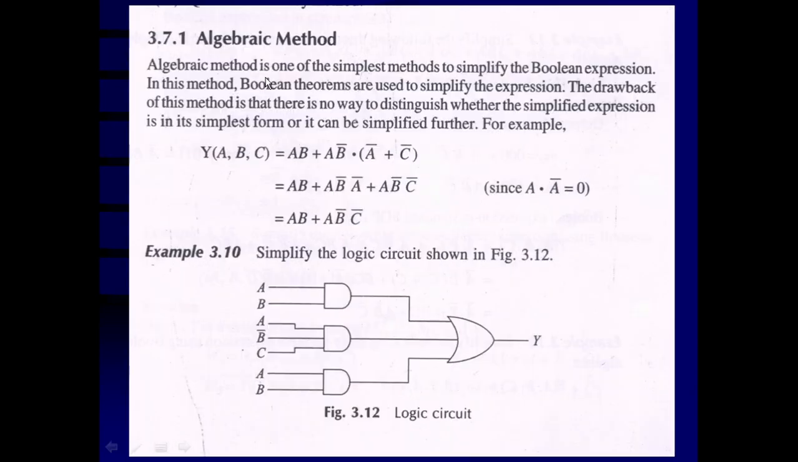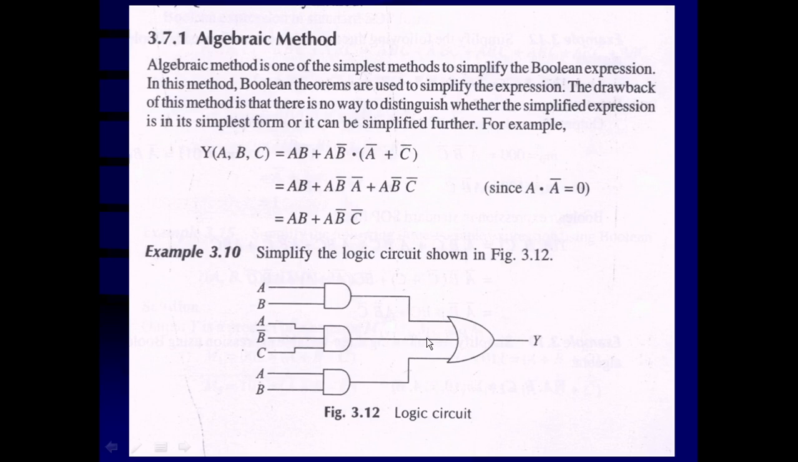For this circuit, we can obtain a Boolean expression also. What is the output of this circuit? A dot B, because this is an AND operation. All three are AND operations. So Y1 is equal to A dot B. Y2, the output of the second gate, is A B bar C, and Y3 is equal to A dot B.